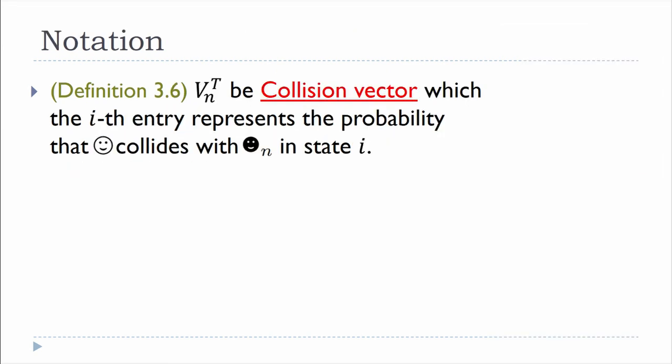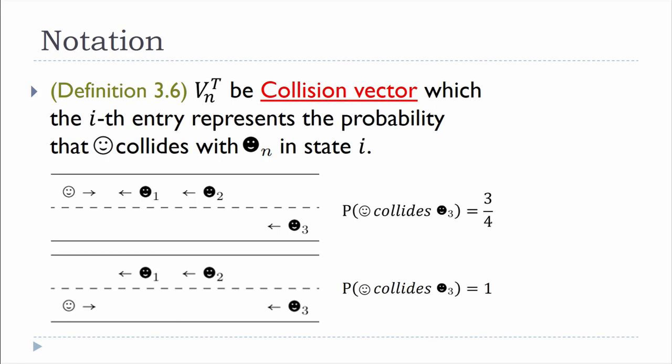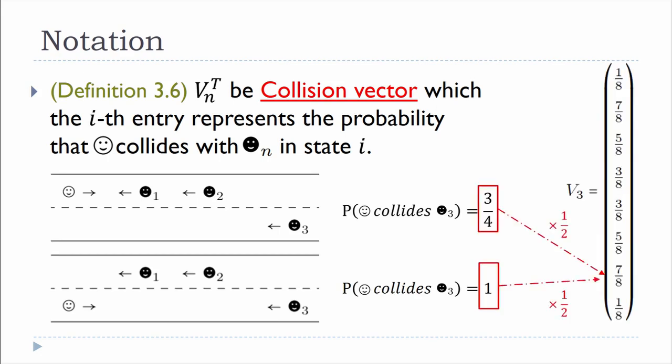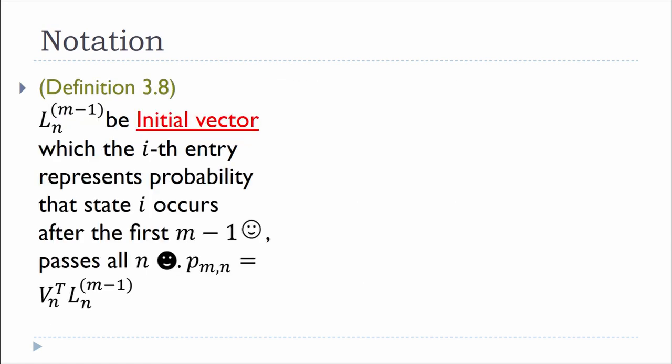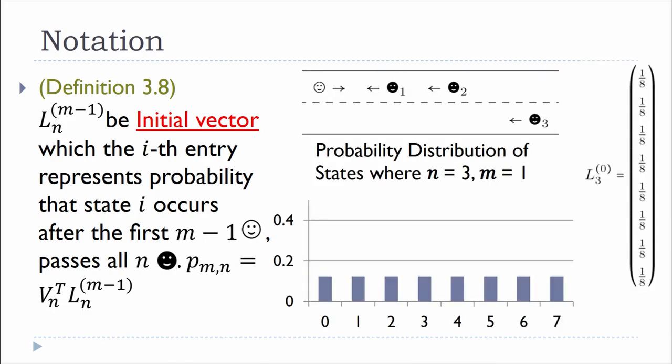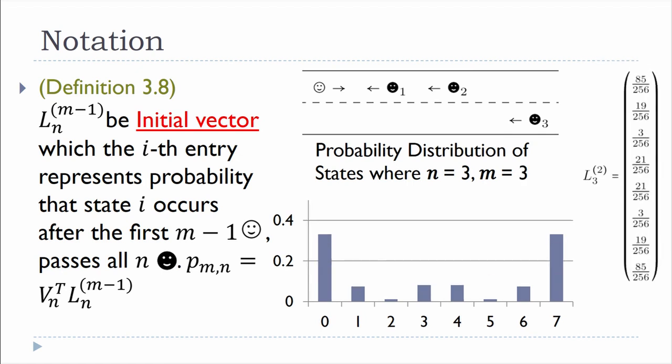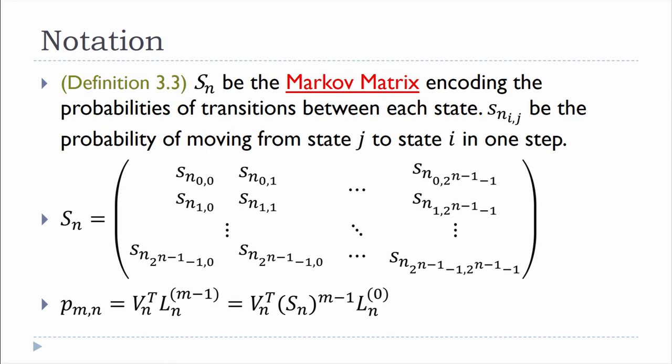We introduce Phi_n as the collision factor, whose i-th entry represents the probability that a person from the left collides with the black n in state i. So these two cases will contribute to the sixth entry in Phi_3. We let L_n be the initial factor, whose i-th entry represents the probability that state i occurs after the first n minus 1 people from the left pass all n people from the right. So the probability distribution of states will change when m increases. We let S_n be the Markov matrix encoding the probability of transition between each state, and we could find P_MN by the following formula.